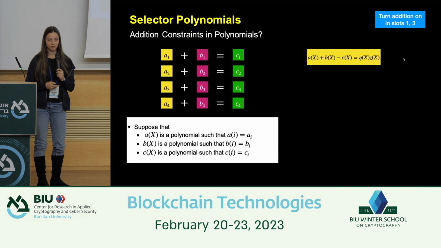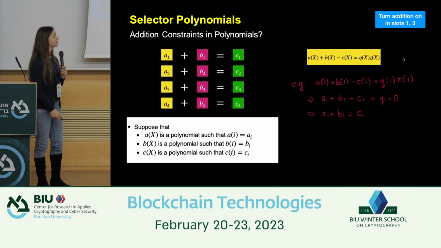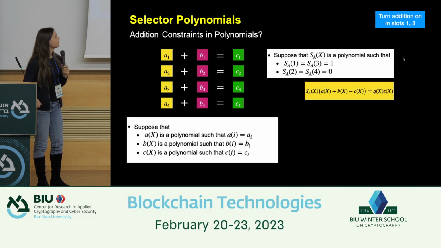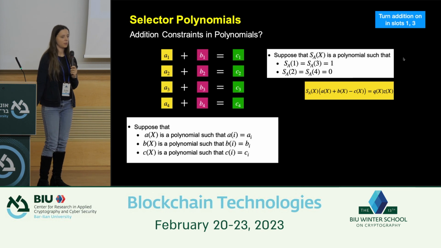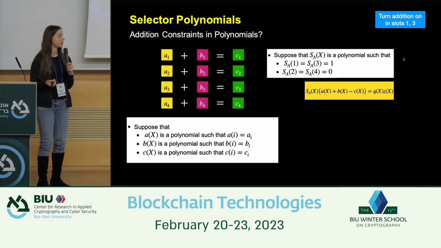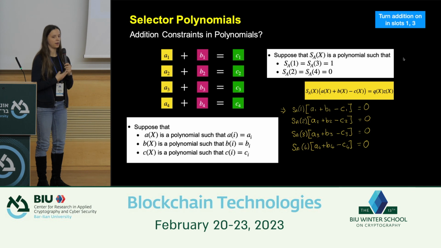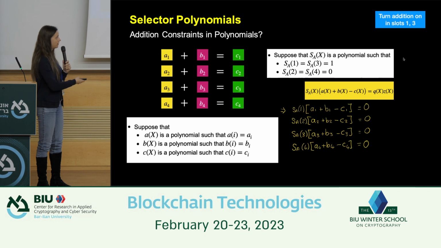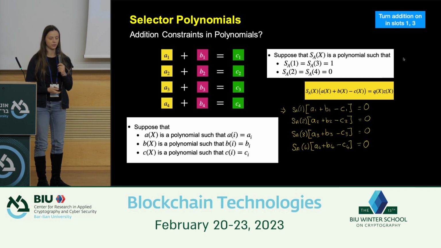We can do exactly the same with addition. In addition, our zero test is going to look a little bit different. We're going to have a of x plus b of x minus c of x is equal to q of x times z of x, but everything else is exactly the same. I'm not going to bother going through that. In particular, our selector polynomial for addition is going to look the same as our selector for multiplication because we're turning on addition at slots 1 and 3 here. So we're just going to say that it's equal to 1 at the slots where we want it on, 0 where we want it off. We multiply our addition constraint by SA of x. And again, we're going to end up with 4 constraints at the 4 points we care about.